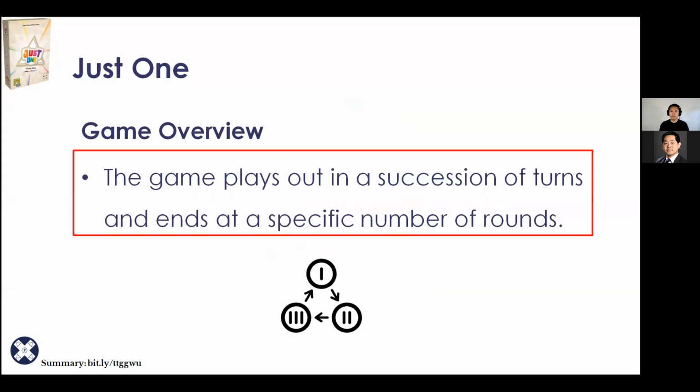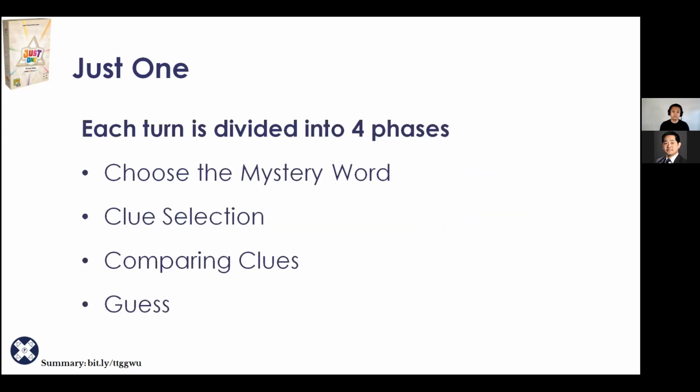So in the game overview, it plays out in a succession of turns, and that ends at a specific number of rounds. So depending on how you want to play, you can play just a specific number of cards or race to a specific number of cards, anything else. Just One is very, very flexible because it allows you to play for as long as you like or as short as you like. And that's what I really like about it.